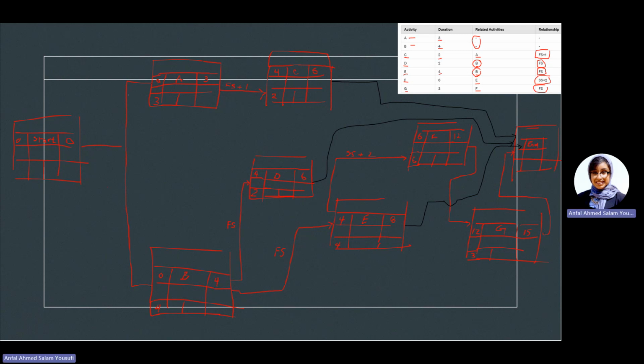Now let's go on. We did the forward pass, which is going from start to finish. Now we know the earliest I can finish this task is in day 15.